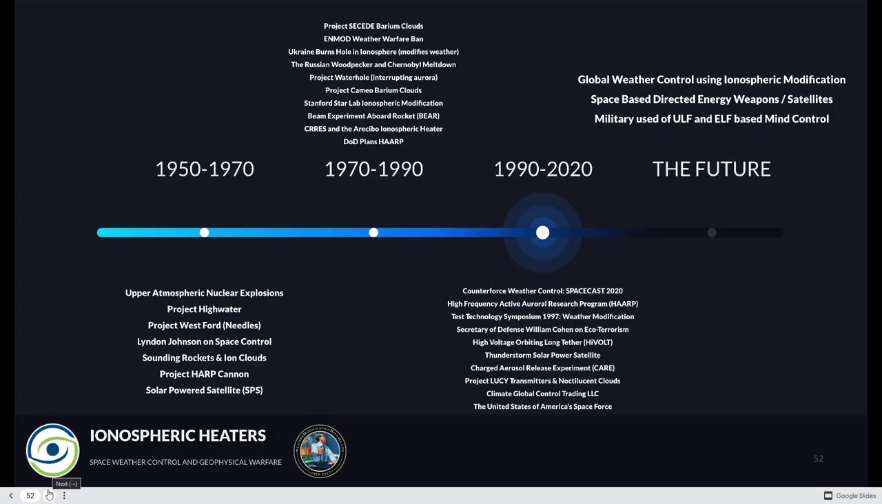But that brings us to, what does the future hold for all of this? So to recap the two videos that we just did, in the 1950s and 70s, we had upper atmospheric nuclear explosions with Project High Water, where they were dumping water into space to modify the ionosphere. Project Westford Needles to replace the ionosphere. Lyndon Johnson talking about control of space means control of the world and all of its climate. Sounding rockets and ion clouds. Project HAARP Canon, the high auroral research program. This was a cannon that dumped chemicals in space. It's still working today, as a matter of fact. Solar-powered satellites and their green energy and weapon system all in one.